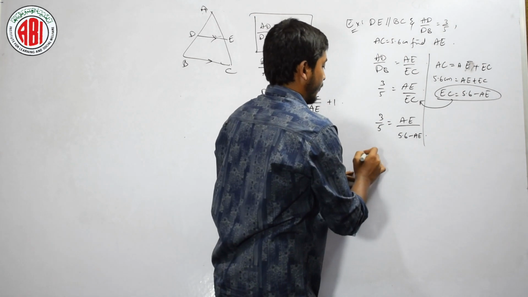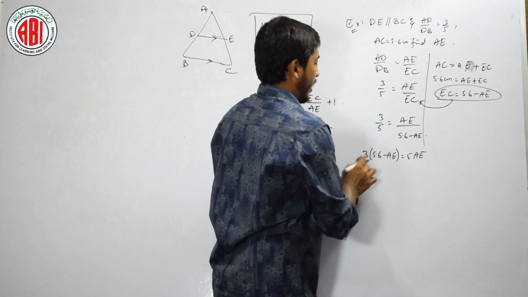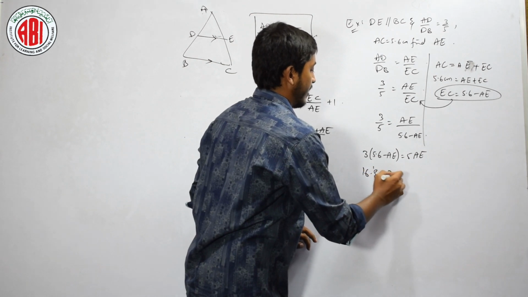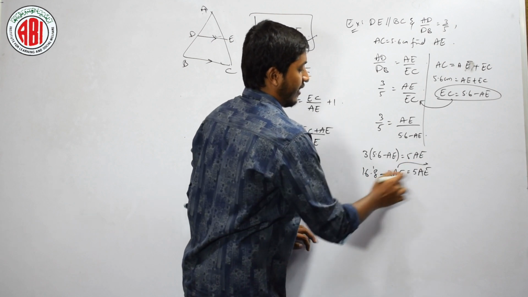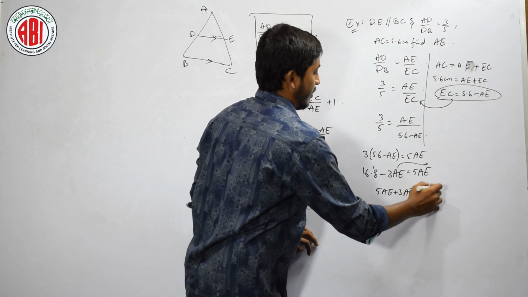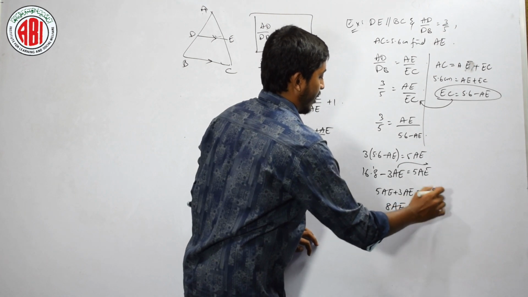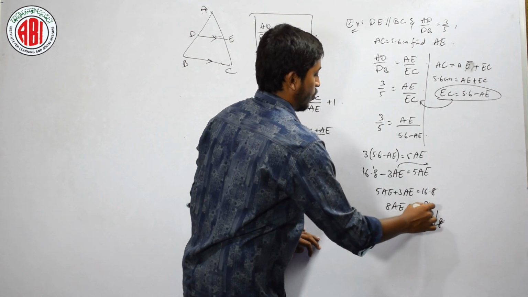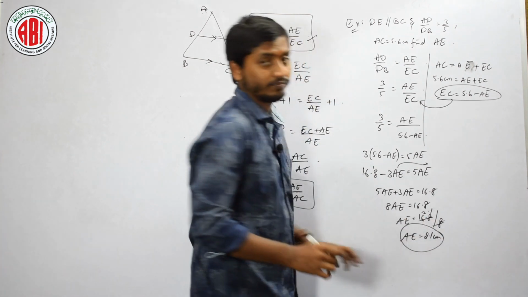Let us cross multiply. 3 into 5.6 minus AE is equal to 5 into AE. Let us multiply. 3 6s are 18, 3 5s are 15, so 16.8 minus 3 AE is equal to 5 AE. Let us take this to that side, it will become 5 AE plus 3 AE is equal to 16.8. 5 plus 3 is 8 AE is equal to 16.8. AE is 16.8 by 8, which is 2.1. Therefore, AE is 2.1 centimeter, right?